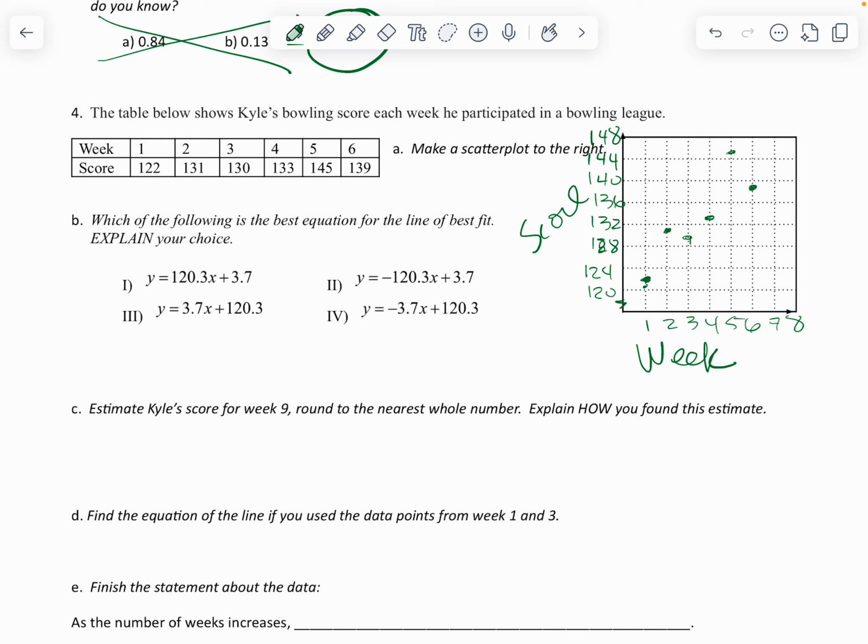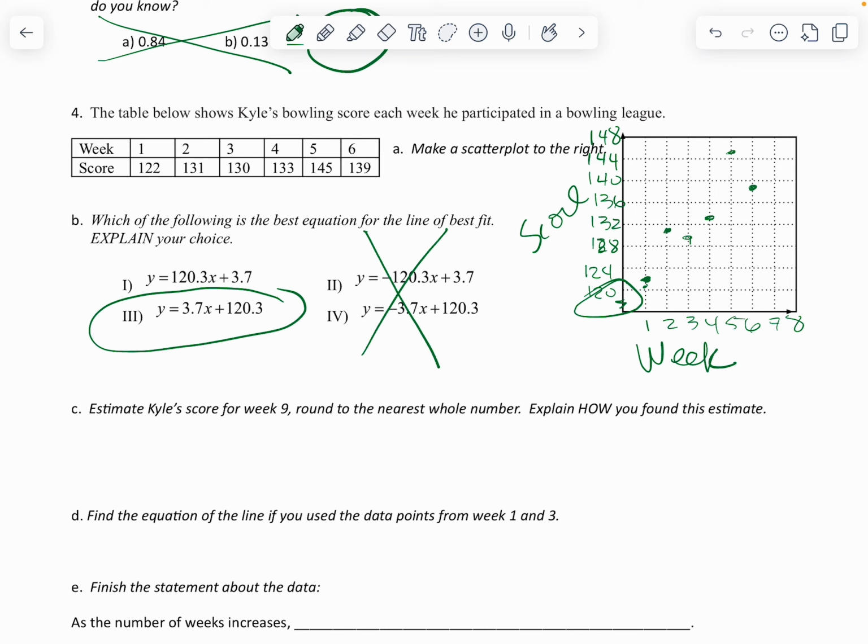Okay, so if I'm looking at this, does this data go up or down? It goes up, so it's definitely not this. Where might it hit the y-axis? It's going to hit somewhere around 120. So that means that this would have to be our line.